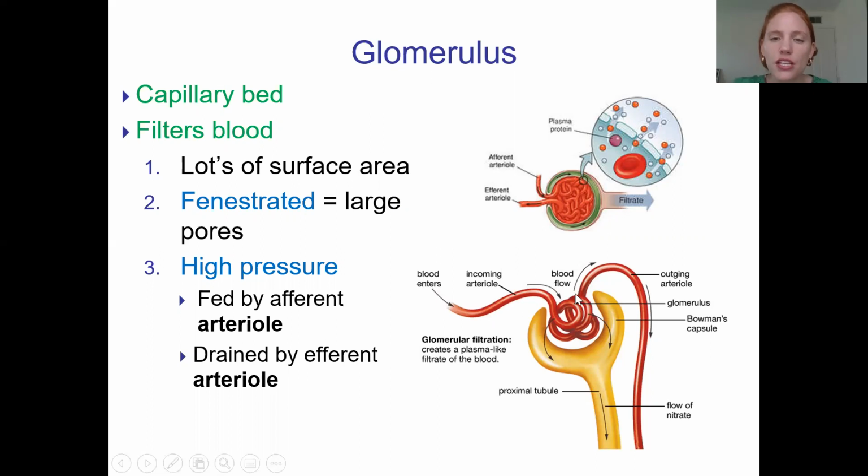And then the other thing that I need you to understand is that when you filtrate, you have to create a high pressure, because the pressure gradient is what drives the filtrate through the holes. Okay, so remember that it's fed by an arteriole, the afferent arteriole, but then also drained by an arteriole, the efferent arteriole. Okay, and that'll create that very high pressure.